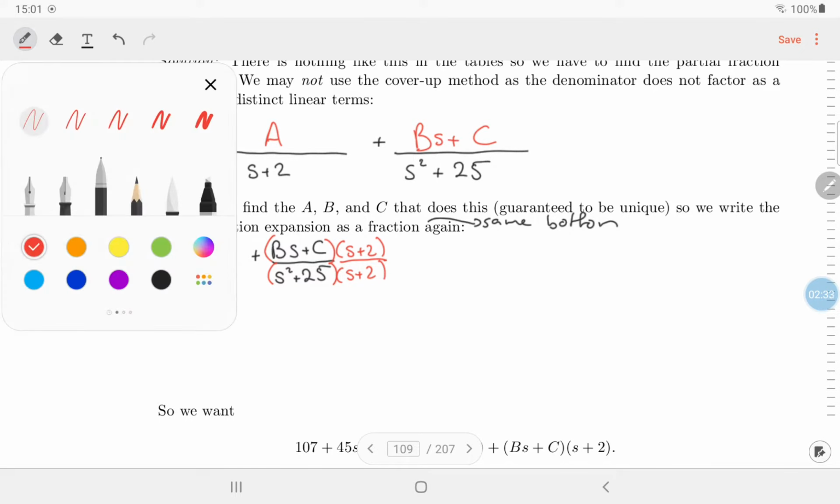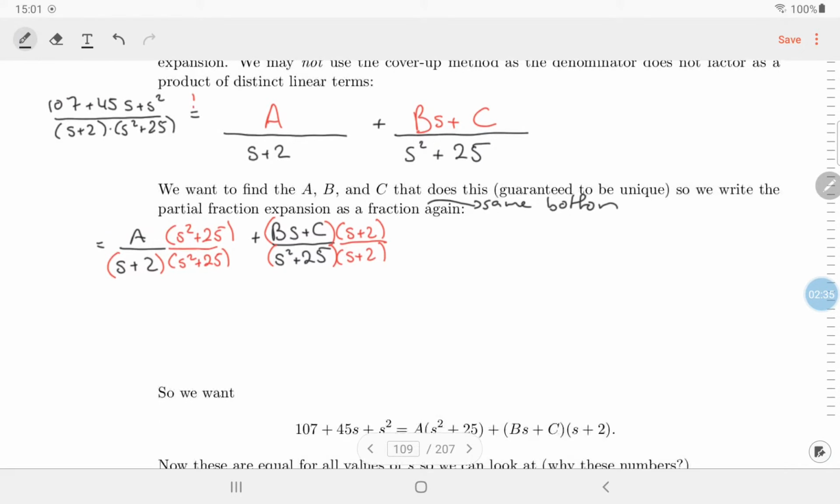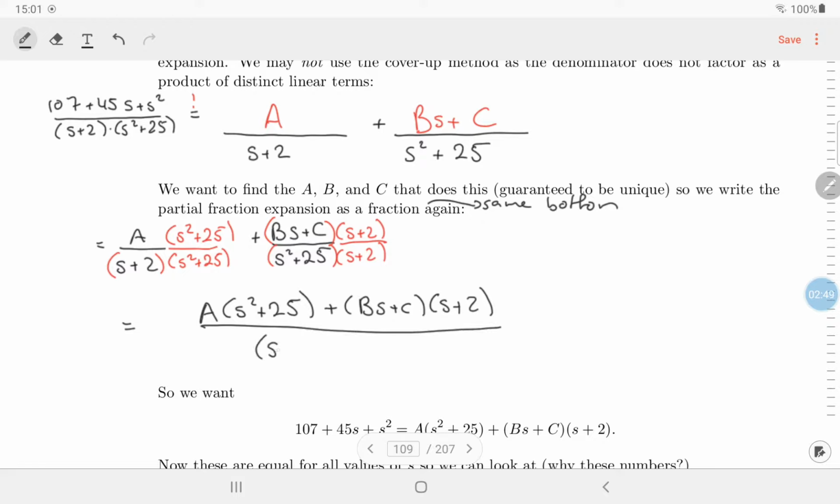So now that we've got a common denominator, we can write this as a single fraction. So we're looking at a times s squared plus 25 plus bs plus c times s plus 2, all divided by s plus 2 times s squared plus 25. And now we're comparing, so we want the thing in the top left to be equal to the partial fraction expansion, the thing down the bottom, so we want the thing in the top left to equal the thing in the top right.